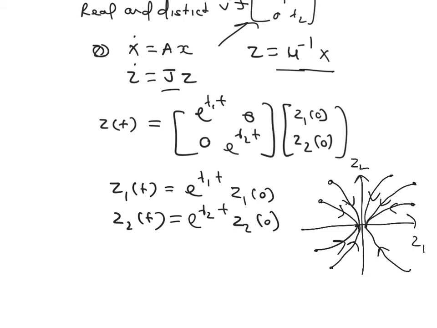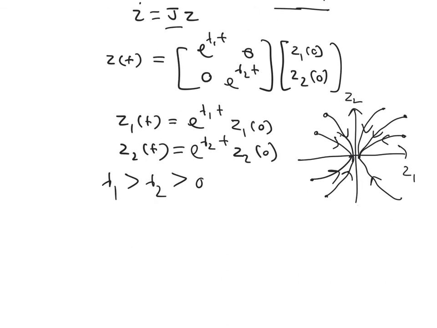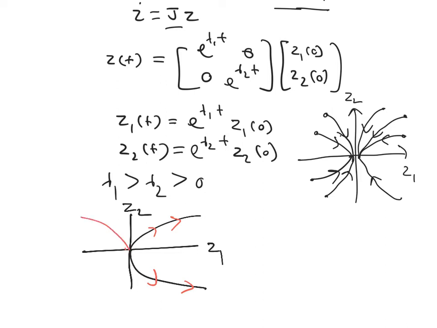Okay, so depending on whether lambda 1 is greater than or equal to lambda 2, if both are positive, what happens? Let's say this is Z2, this is Z1. If both are positive, what happens? Doesn't matter where you start, you're basically moving outside, right? Your direction is outwards because you're exponentially growing. Anyway, it doesn't matter where you start, you're moving outside.